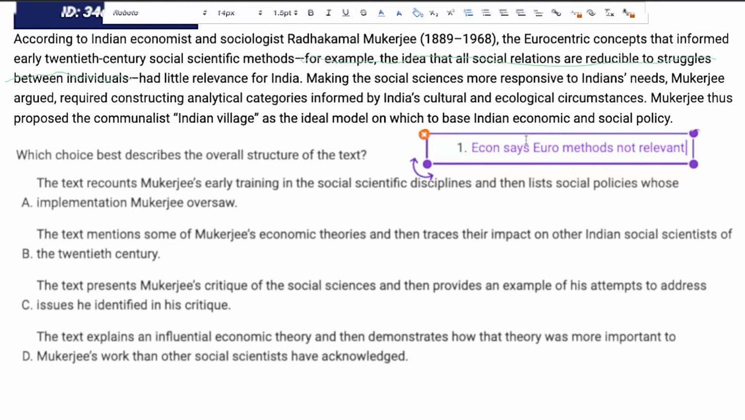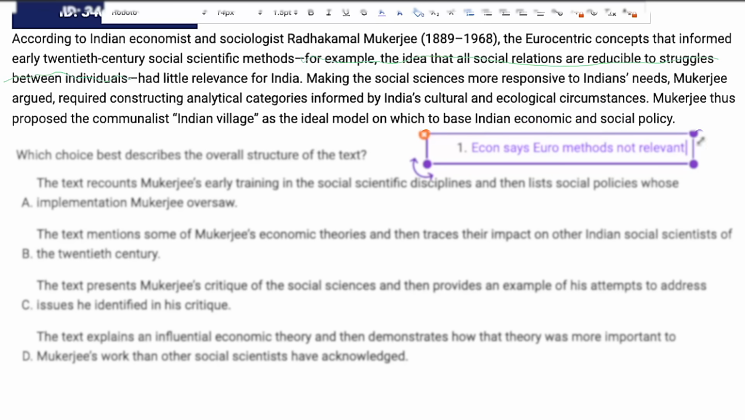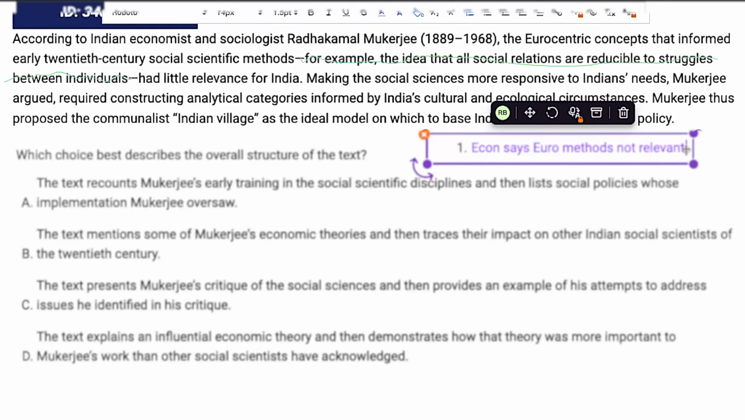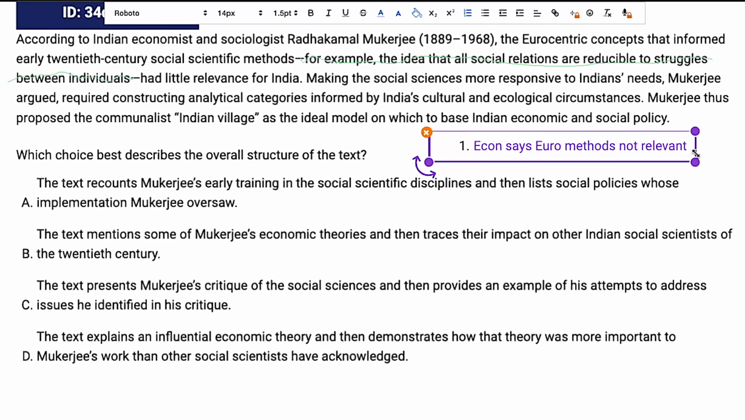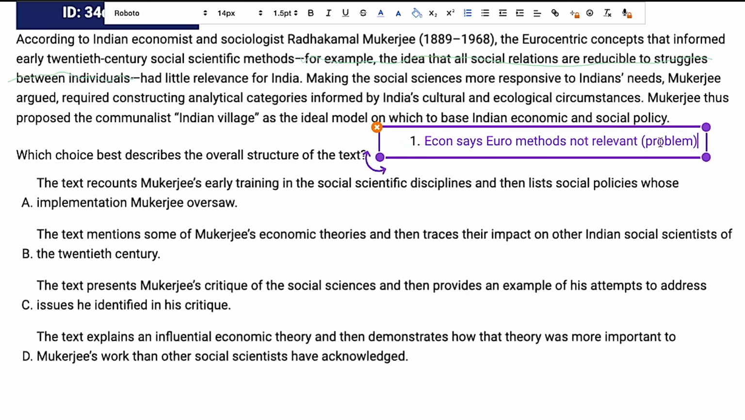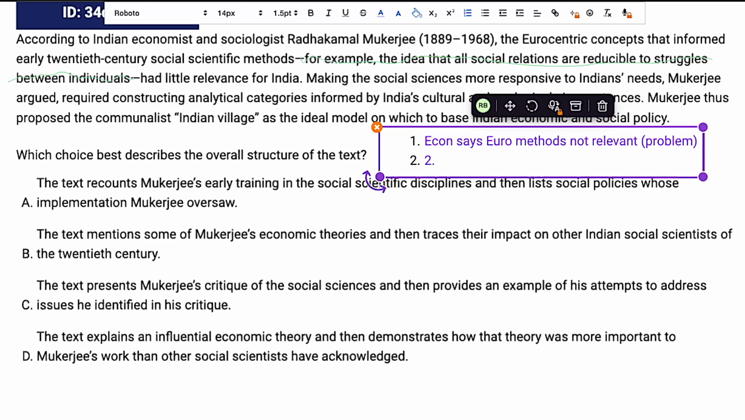Then we get making the social sciences more responsive to India's needs. This same guy argued required constructing analytical categories. Okay, so I don't care about the details here. Because what I'm getting is he's now offering a solution to this problem, right? And maybe I'll specify, I'll say this is a problem according to this guy. Can't write the word problem. What are you going to do? So this is a problem. And then in the second part, he offers a solution to that problem.